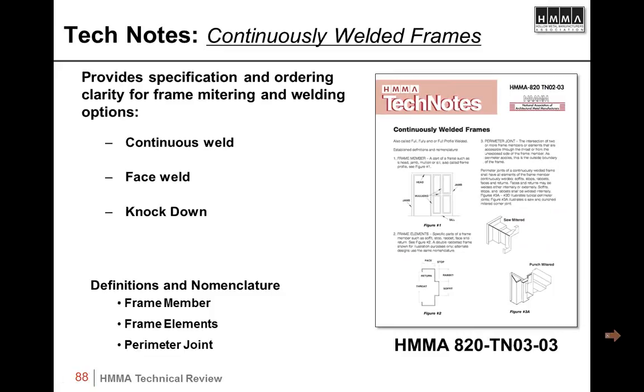There's a tech note on continuously welded frames, and this does elaborate on the continuous welded, face welded, and knockdown corners. Now, in this, it's a good document. It shows the difference in everything. However, the key part of this is to make sure you're working with your architects correctly, and they are really specifying the correct type of miter and the correct type of weld, so that you don't get boxed into the incorrect miters being specified or supplied, because there's a lot of money difference between a continuous and a face weld product. And that's trying to safeguard distribution and manufacturing from supplying the wrong product.